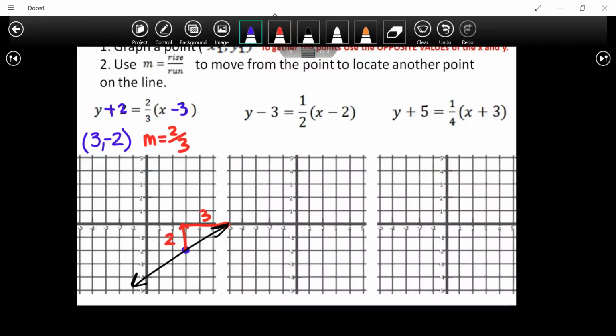Number 2, what's my starting point? 2, 3. My slope? 1/2. So I'm going to graph my point first, going over 2, up 3. From that point, I'm going to do my slope, which is to do what? We can carry that throughout our whole slope.